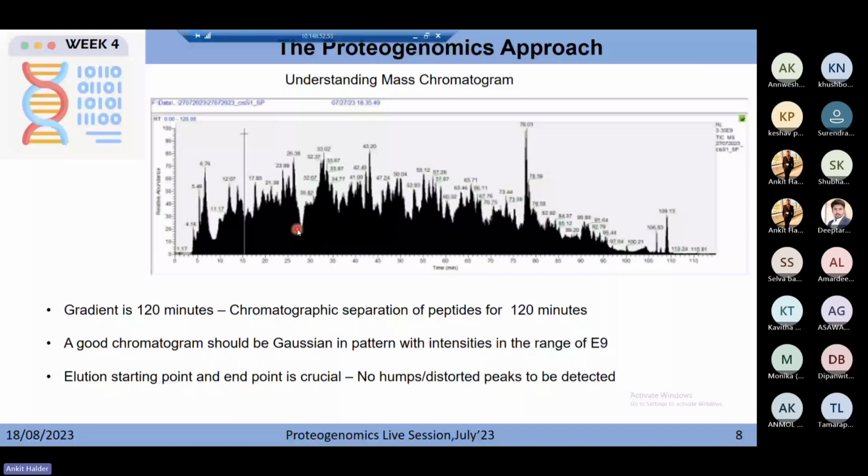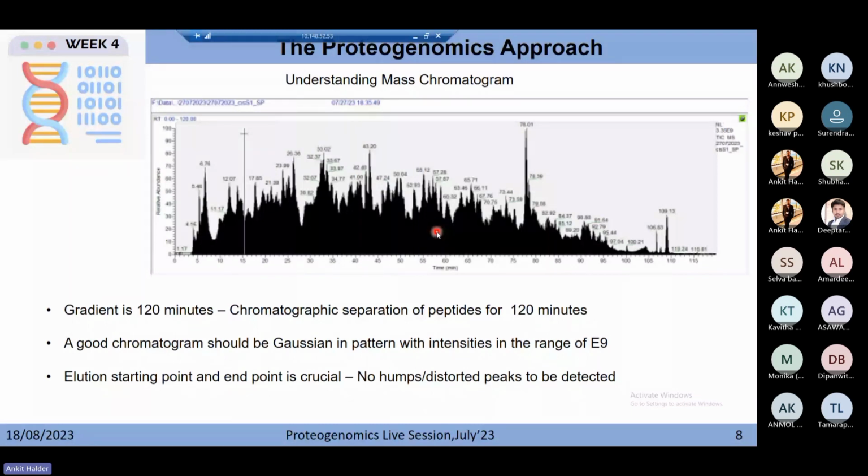But here the concept is that a good chromatogram should be Gaussian in pattern. So why Gaussian in pattern? When we look more deeply into the parameters, we can understand why it is required.